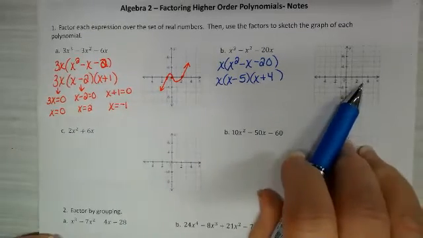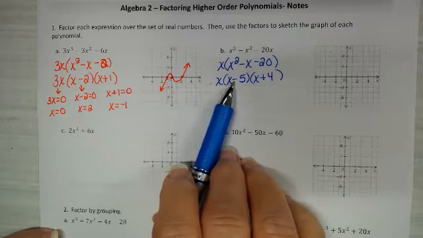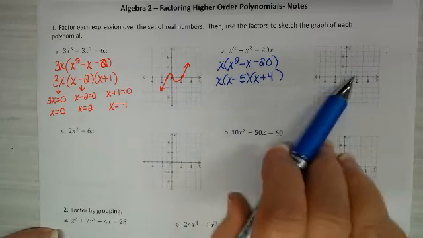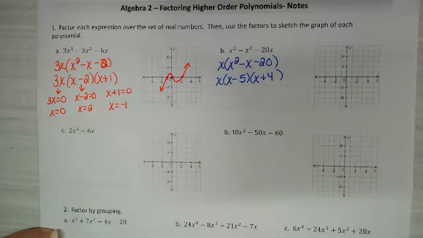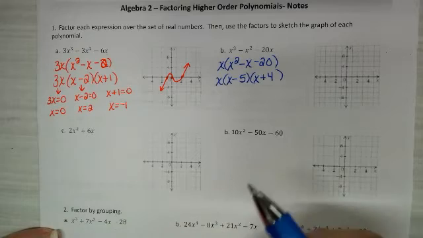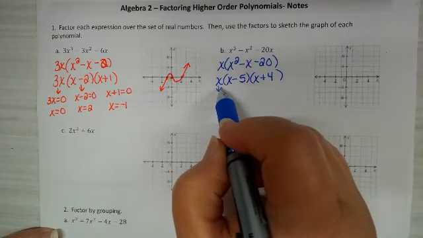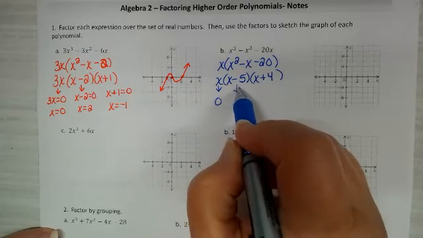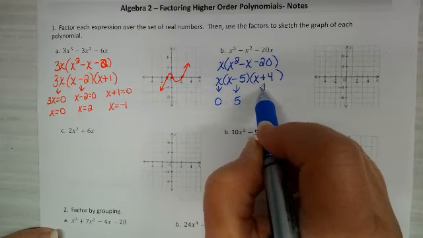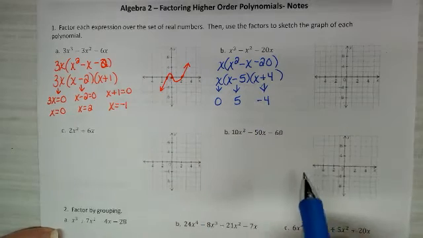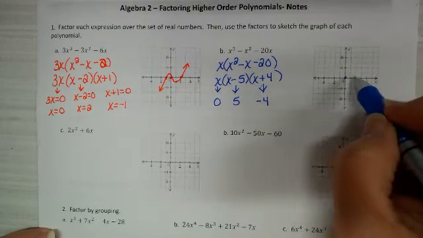So we're going to do the same thing again. We're going to find out what makes each one equal to 0 and put those on our graphs. Because remember, the zeros are the x-intercepts. So what makes this one equal 0? What makes this one equal 0? And what makes this one equal 0? So those are the points I'm going to plot.